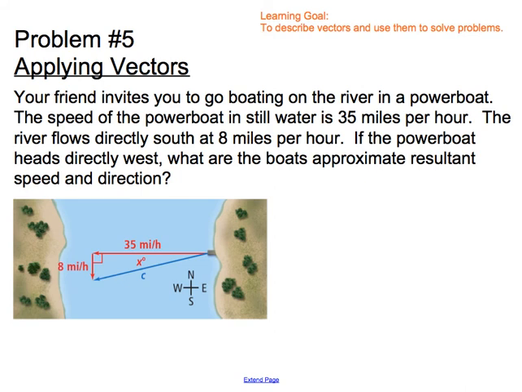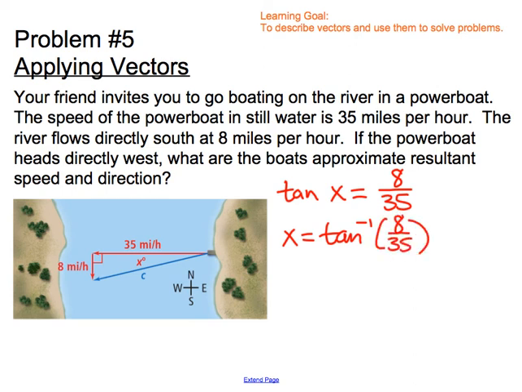Let's start by using the tangent function to find the value of x. So the tangent of x equals the opposite, or 8, divided by the adjacent side, which is 35. So the value of x is going to be given as the inverse tangent, remember we use inverses when finding angles, of 8 over 35. And that's going to give us an approximate value of 12.8 degrees.